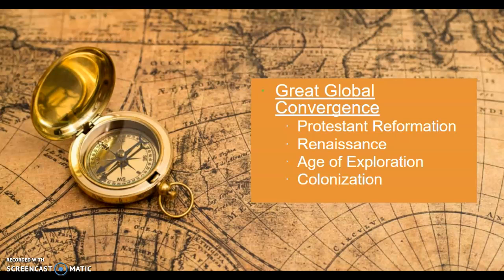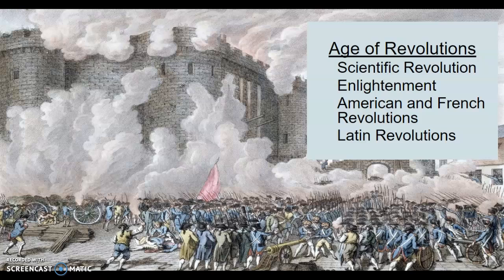So now let's talk about some of what we study in 7th grade social studies. Essentially, our curriculum is world history from the Renaissance to the modern day. We start the year with a unit called the Great Global Convergence, where we talk about the Protestant Reformation, the Renaissance, the Age of Exploration, and colonization, particularly of the New World.